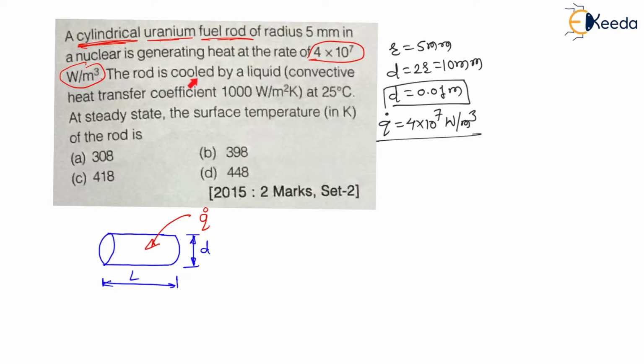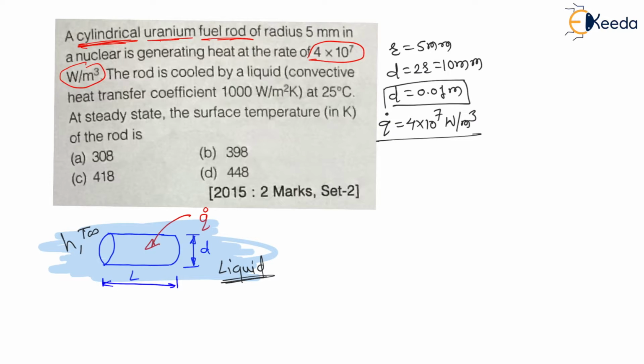Then the rod is cooled by the liquid with convective heat transfer coefficient 1000 watt per meter square Kelvin at 25 degrees Celsius. Now, my dear students, here this rod is surrounded by a liquid. Let us say if I draw a liquid, the rod is surrounded by a liquid like this, right? Here it will be a liquid, and the convective heat transfer coefficient of this liquid is given. Now, my dear students, here the convective heat transfer coefficient, which is nothing but h, and the temperature of this fluid, which is nothing but T infinity.